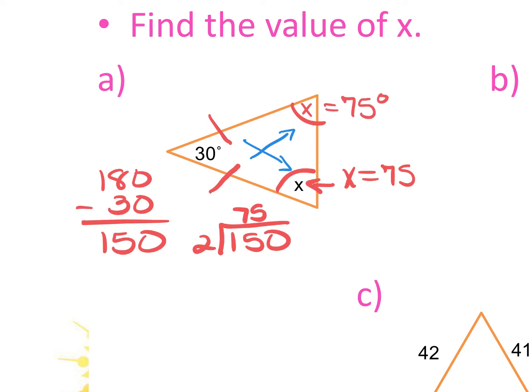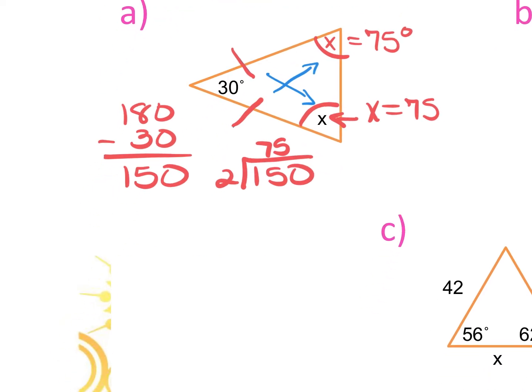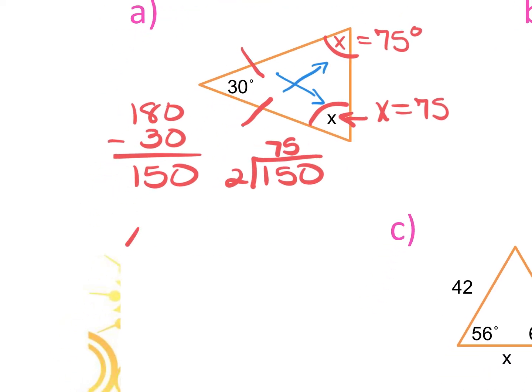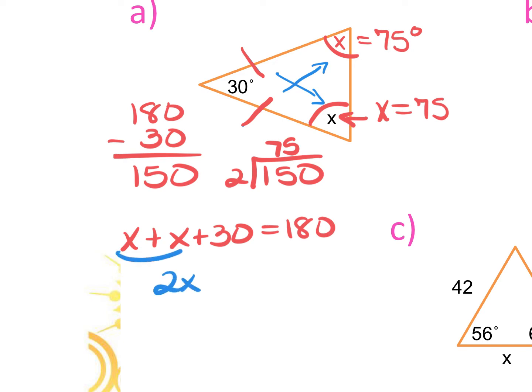Now, if it just asks you to find the value of x, we don't need to set up any algebra. We could have just done the calculations. If you would have been asked for an algebraic equation, then what we could have set up is x plus 30 equals 180. Combine our like terms, get 2x, rewrite the rest of the problem, and now begin solving.